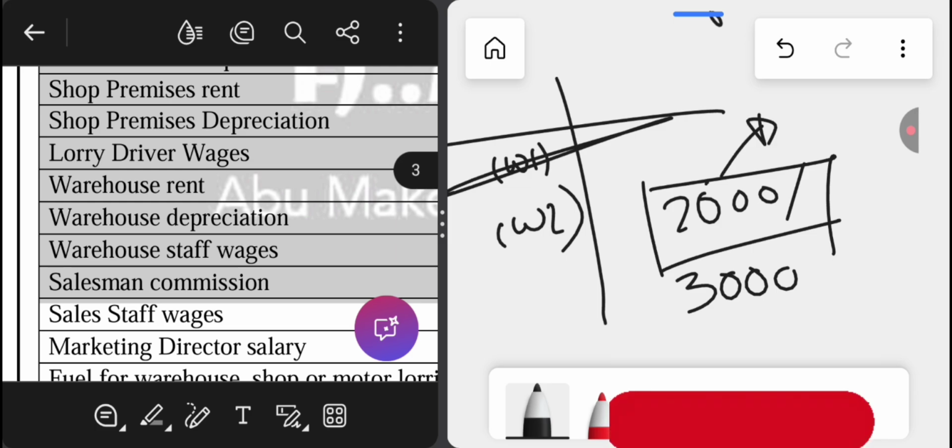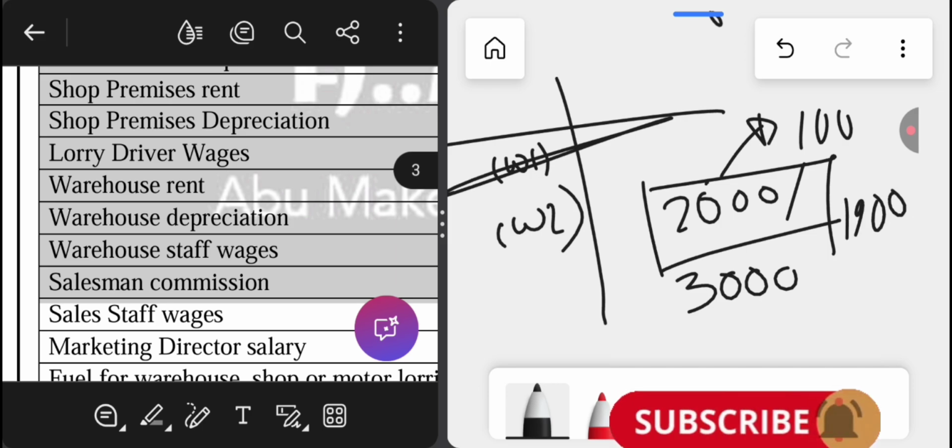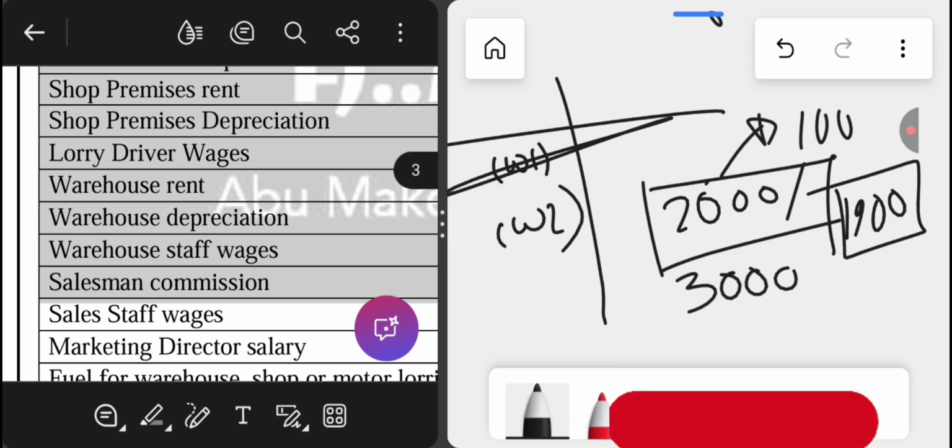Suppose you produce 2000 trimmers and your shop has a capacity of keeping 100 trimmers, so what about the 1900 trimmers which you have produced? Are you going to throw them out? No, of course not. You have to store them. So for storing those, you need a warehouse.